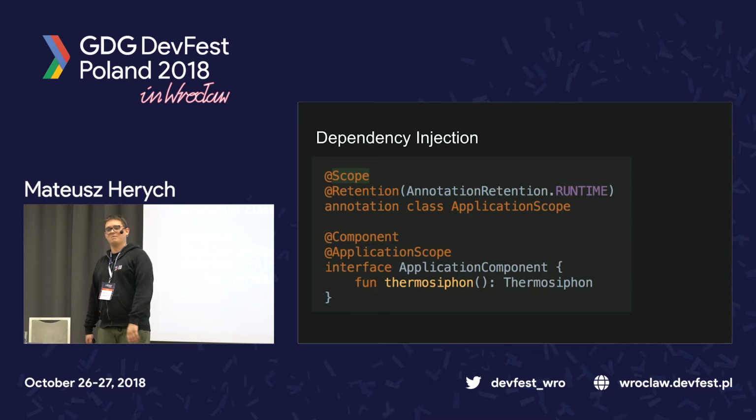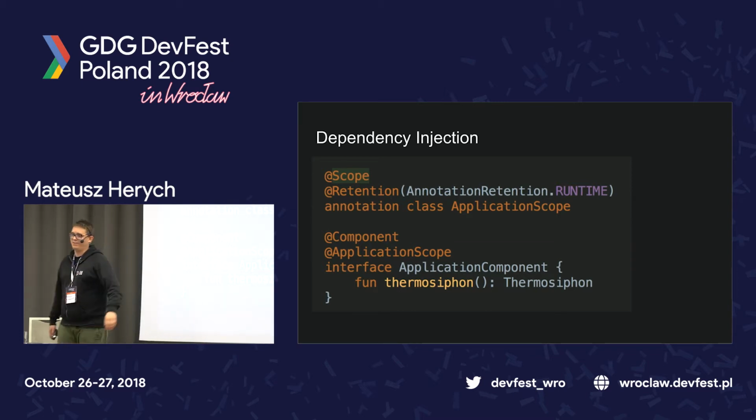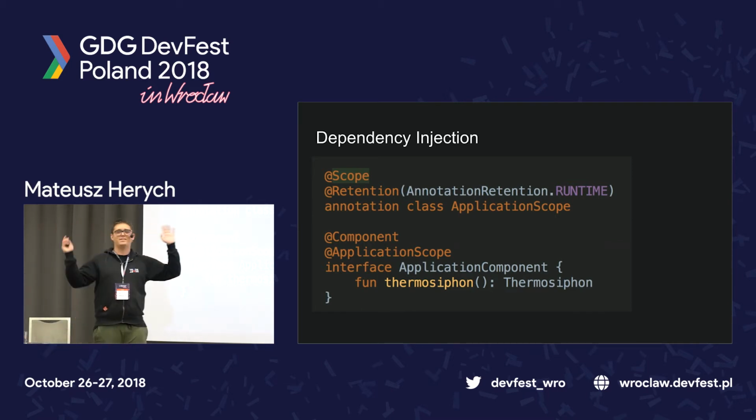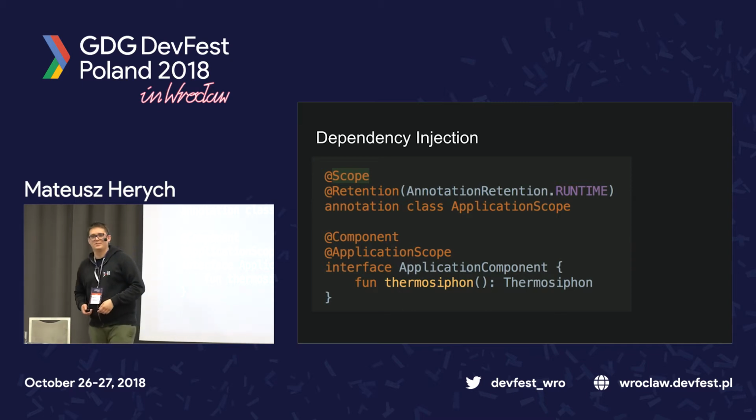You haven't read Dagger documentation, right? Oh, okay, that's an internal joke. Lots of people complain about Dagger documentation because it uses this thermosiphon stuff. Dagger is complex on its own, and also the things that they are using as the examples are ridiculously hard to understand, some hipster coffee stuff.